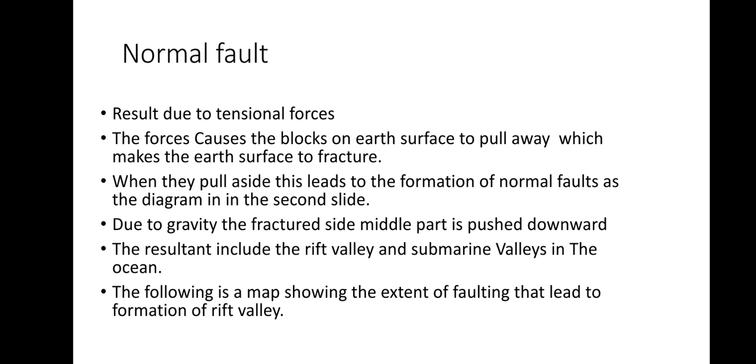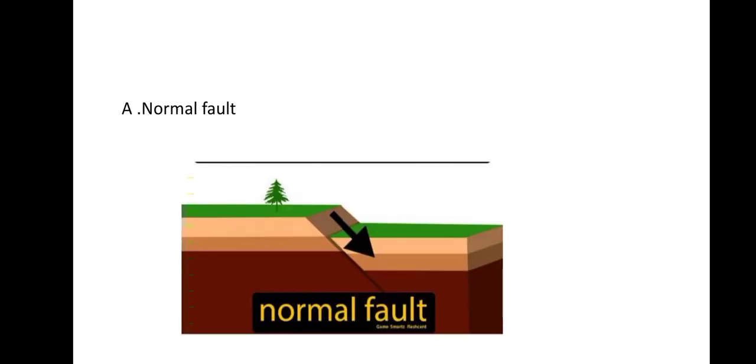When I say tensional forces, I mean that the forces tend to go away from each other. When there is too much pulling, it causes the earth's crust to crack. When it cracks, one side goes one way and the other side goes the other way. There is loosening, there's no grip. So this is where gravity comes in. Gravity takes the middle part, the part that is loose, out of grip, pulled by the tensional forces, and pushes it downwards.